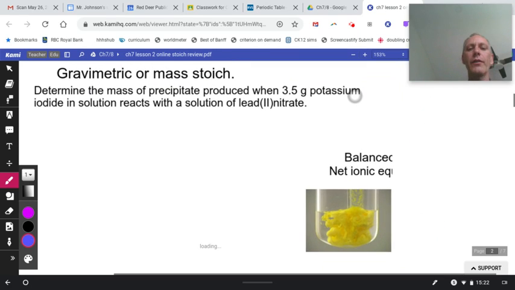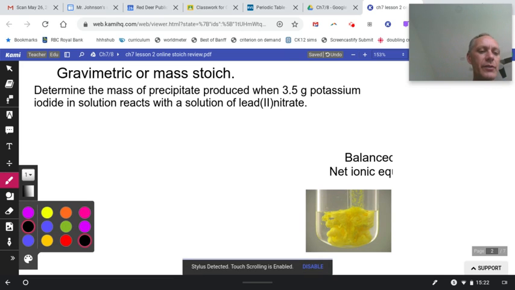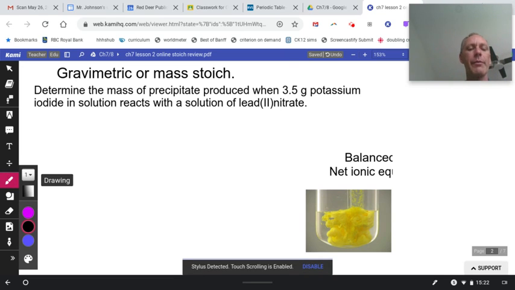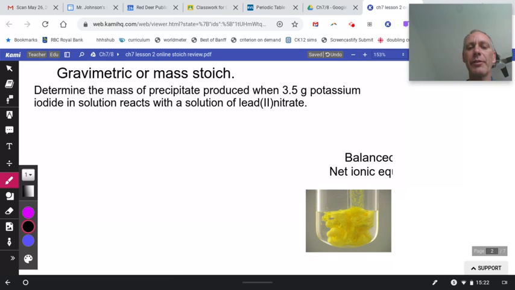There we go. Okay, the first problem we're going to look at is gravimetric or mass stoichiometry. We did a bunch of these early on. These were the first ones we did. Determine the mass of precipitate produced when 3.5 grams of potassium iodide in solution reacts with lead 2 nitrate.